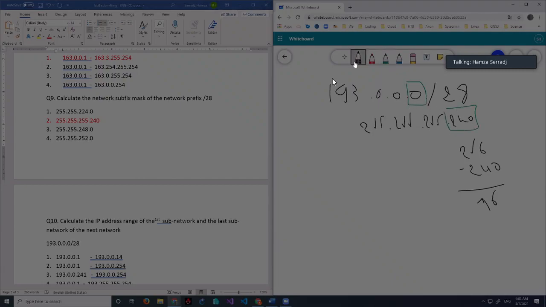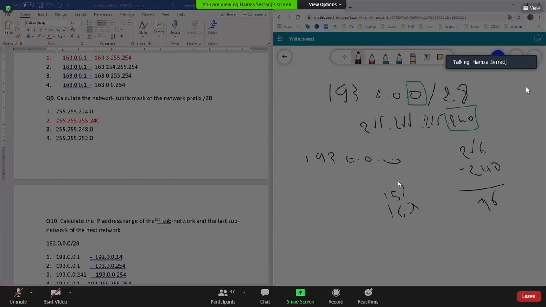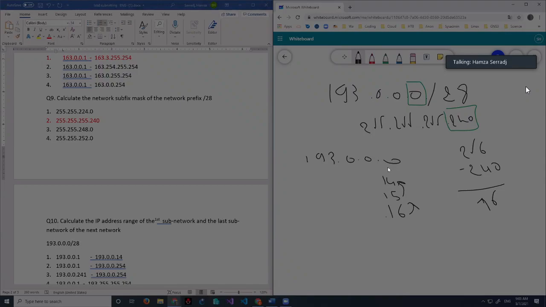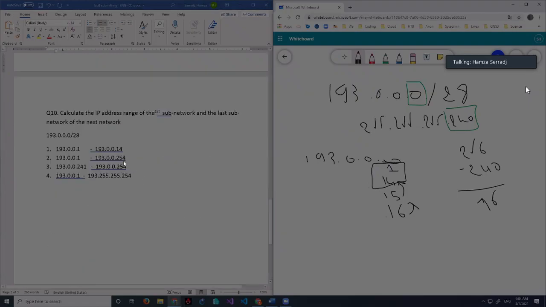I increment here. So the first subnet is 193.0.0.0. The second one is .16. Minus 1, 15 is the broadcast. Minus 1, 14 is the last address. Plus 1, 1 is the first address. Here's my range from 1 to 14. Here's the right answer. We good? See, easy. The more you practice, the more automated it becomes, and the more your brain will be trained to do it easily.